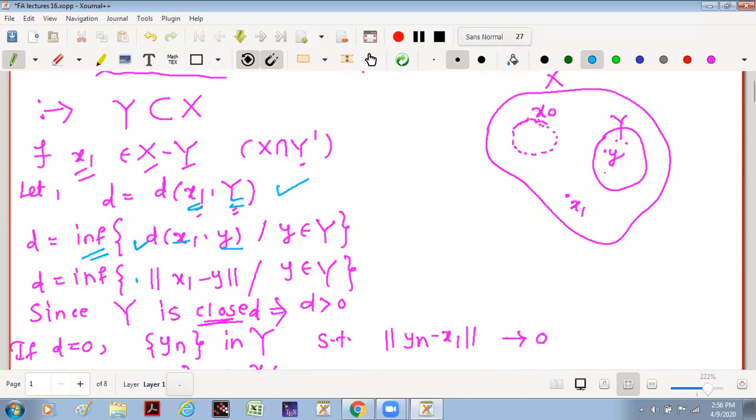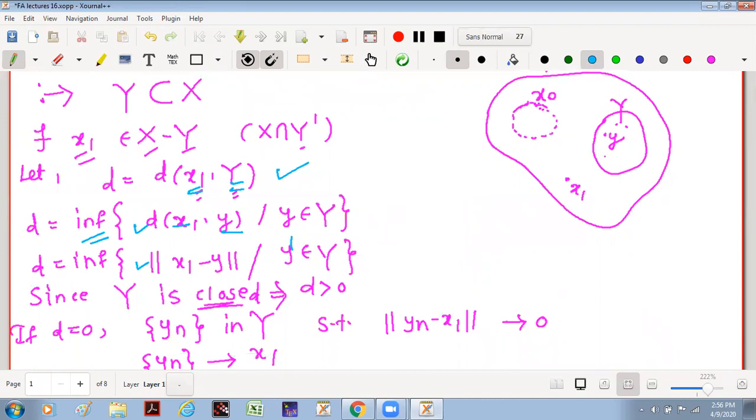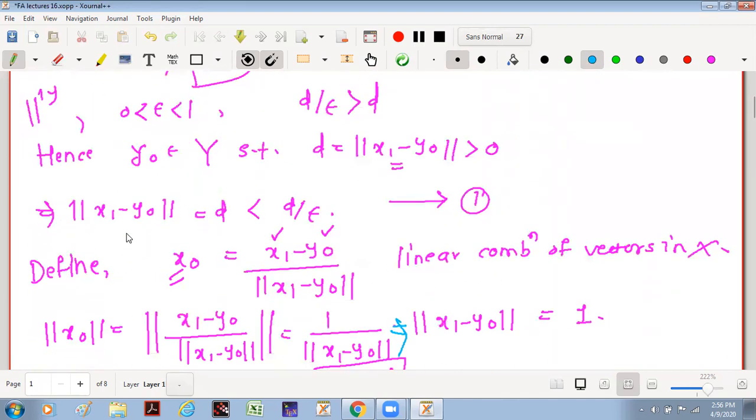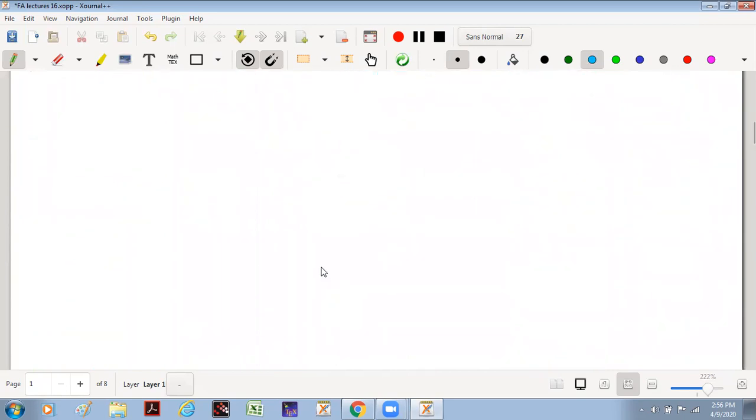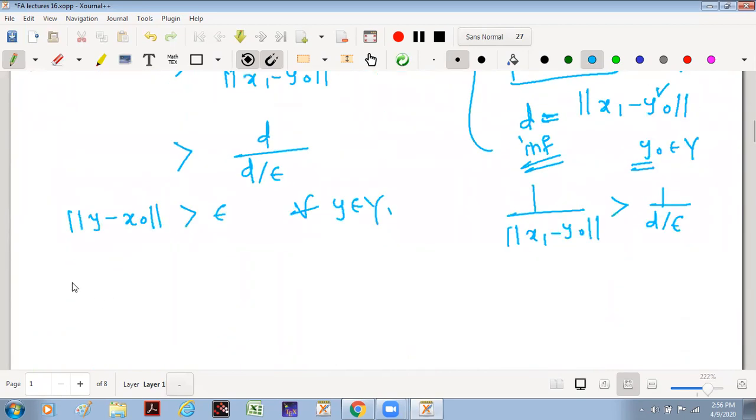But distances in normed linear spaces are calculated by the norm. Therefore, we have made this corresponding change, right? And then we have proved that there exists, actually rather we have constructed the vector x1 minus y0. By knowing the norm of x1 minus y0 is equal to d, we have constructed a vector x0 which will be a unit vector, and the unit vector we have constructed by dividing this vector by its norm. Then later with simple calculations we have proved that the norm of y minus x0 is greater than epsilon, right? Therefore, this is what we had about the Riesz lemma.